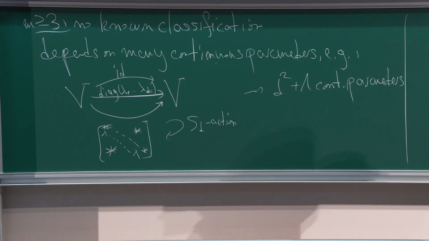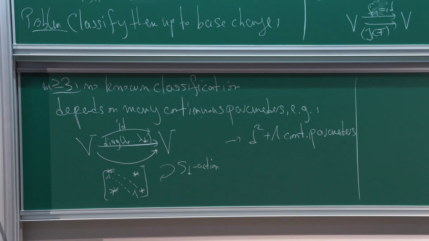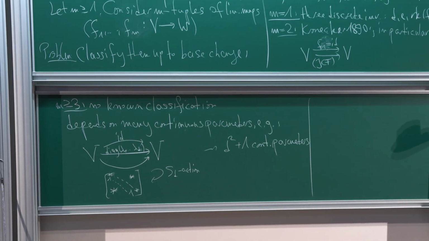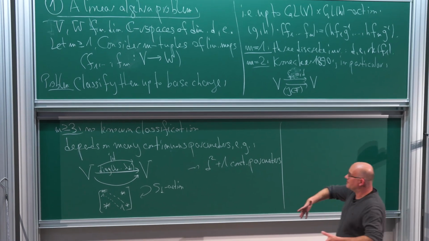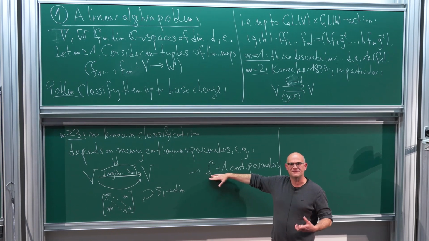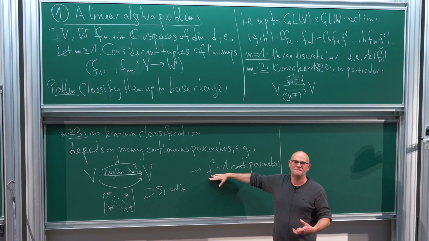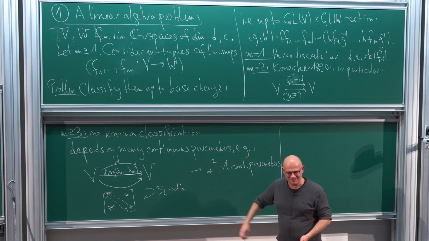There's the symmetric group action, so it's highly complicated. Yeah? And that is why there is no known classification. Yeah? So that is known in representation theory of algebras as a wild classification problem. So with growing d, the number of continuous parameters which are involved in the classification grows quadratically with d. That's really, really bad news.